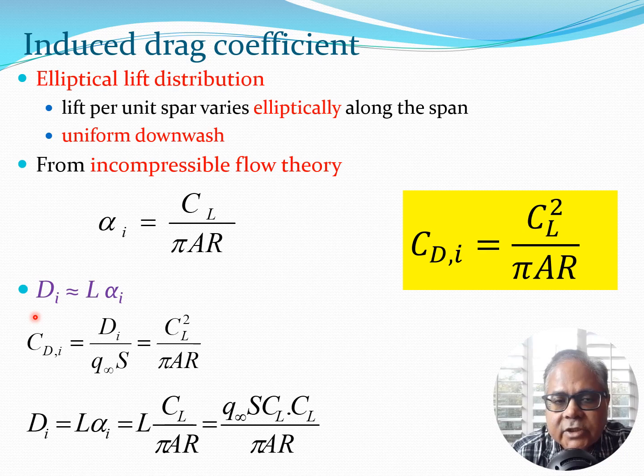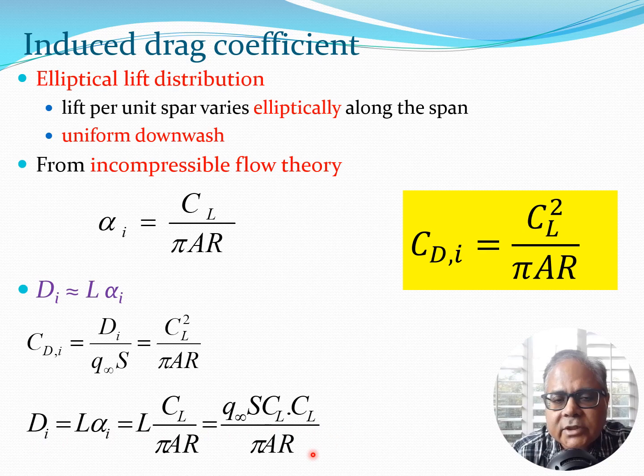So in the previous slide, I pointed out that Di is L alpha I, and therefore I can easily write CDI is Di by q infinity S, that's the dynamic pressure into the wing area, and then I put in the values here and I get this relationship. So again, all I am doing is taking lift and multiplying it by alpha I, and alpha I is CL by pi AR, and so I get this equation here. So this is an important equation which I have written in this yellow box, that CDI is CL square by pi AR.